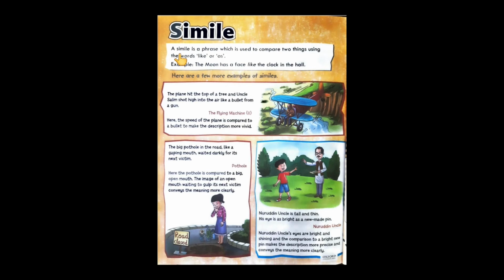Okay, so what are we going to learn today? We are going to learn about simile. What is a simile and why do we use them? A simile is a phrase which is used to compare two things using the words like or as. A simile is a phrase means beta few words which are a part of a sentence.